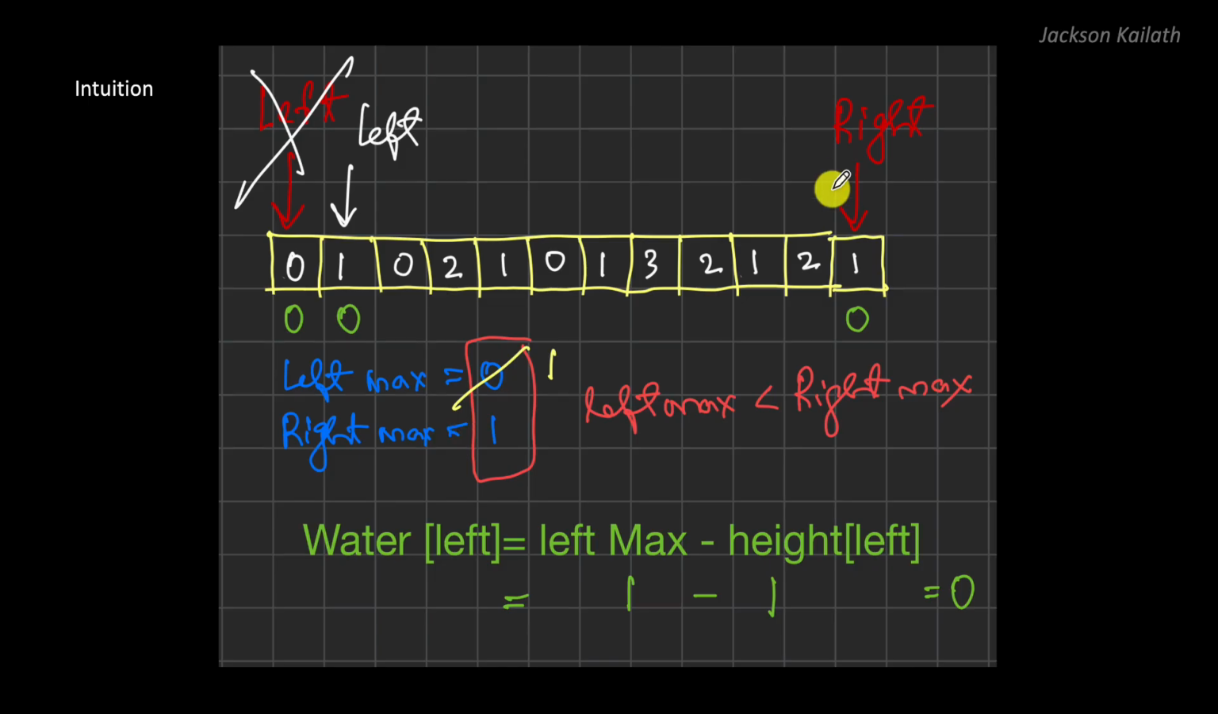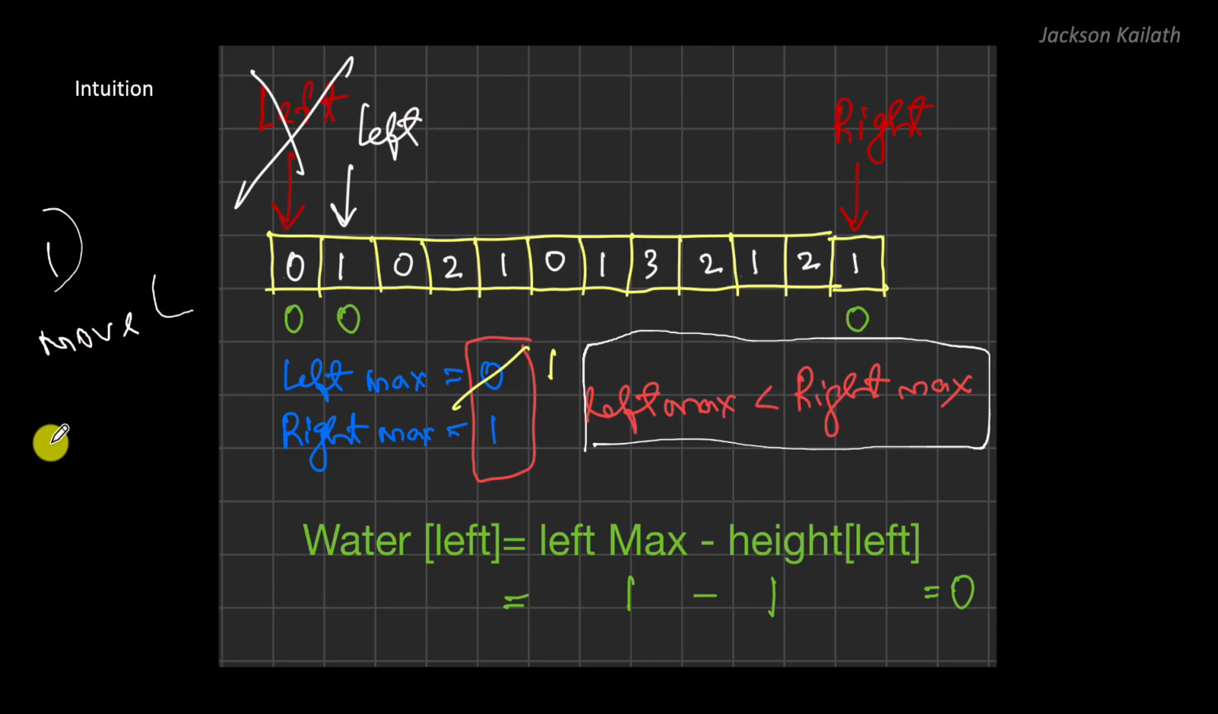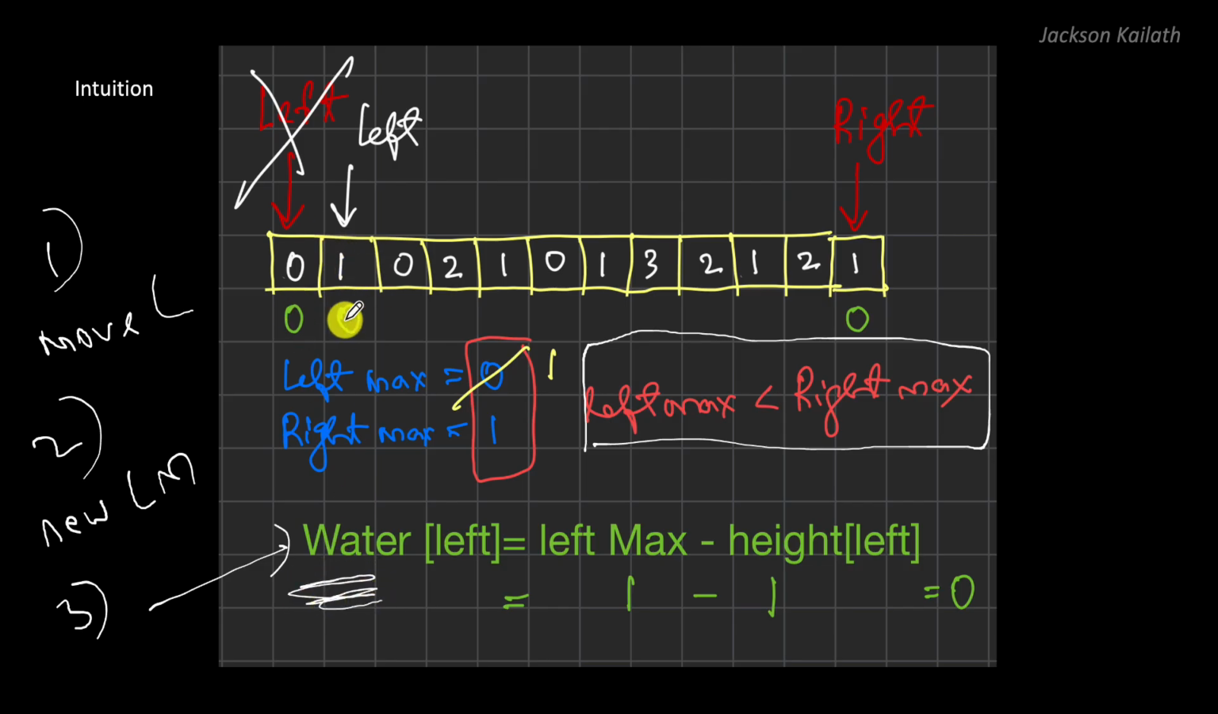So quickly summarizing once more, we checked which is smaller, left max or right max. Over here we saw that left max was smaller, therefore we decided to move the left index. The second thing is we computed the new left max, and thirdly we were able to compute the water that can be stored at this particular position by doing left max minus height at left. We did not need right max. So in this way we are able to see that we can store 0 units of water over here.